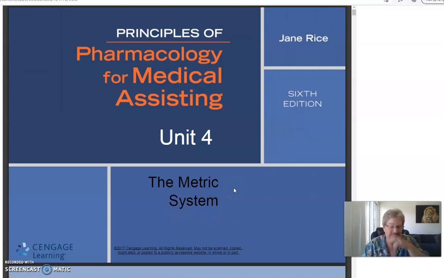Okay, we're going to study Unit 4, Chapter 4, the metric system. The metric system, guys, is the unit of measure used by most of the world. We use the English system in America, so us and the English and a few others, but the rest of the world uses the metric system. The scientific and medical communities use the metric system, as does the United States military.